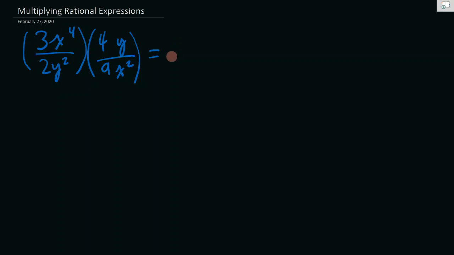3 times 4 is 12. X to the fourth is the only x in the numerator, so we're going to keep x to the fourth, and our y is the only y in the numerator, so it stays y. And then 2 times 9 is 18. I guess we'll do alphabetical order to keep it consistent. So x squared, then y squared.